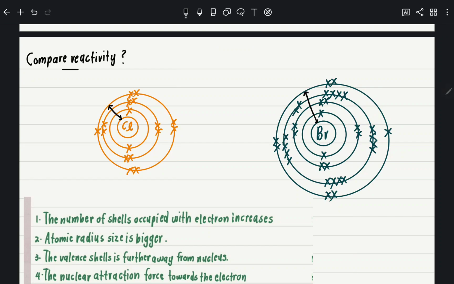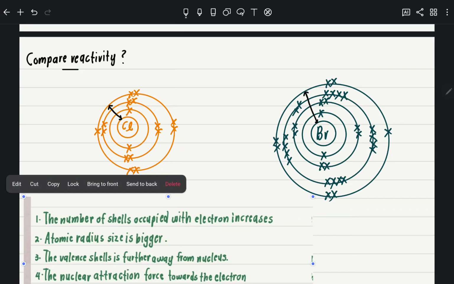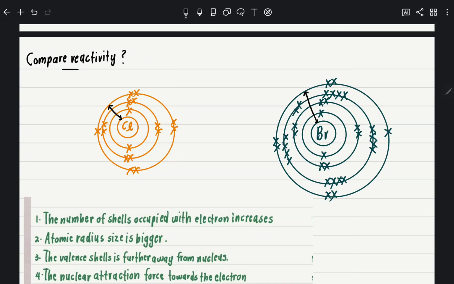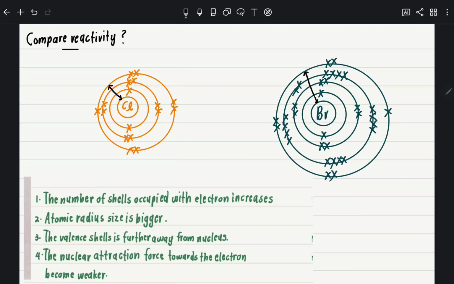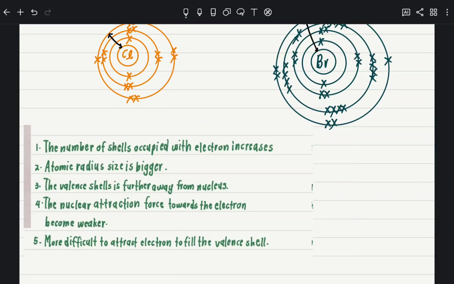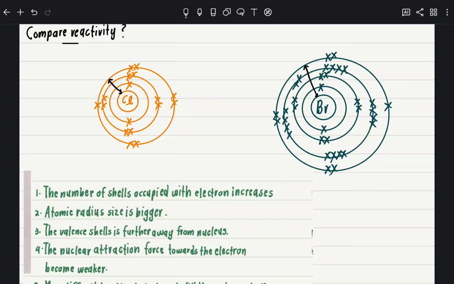Because you can see, right? This one they cross only one shell completely. This one is 1, 2, 3. Can you see? You can see by your eyes, I don't know how to explain in detail. The atomic radius for bromine is bigger. And then the valence shell. Since the atomic radius is bigger for this one, right?